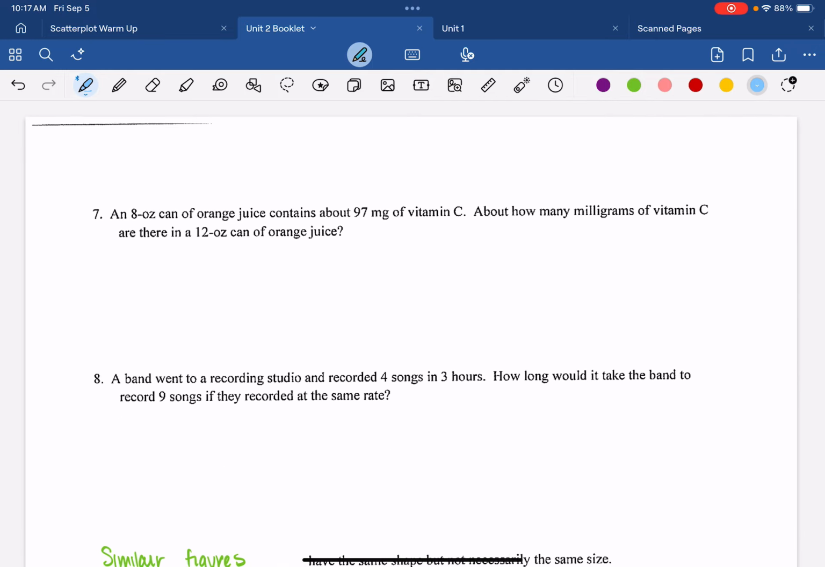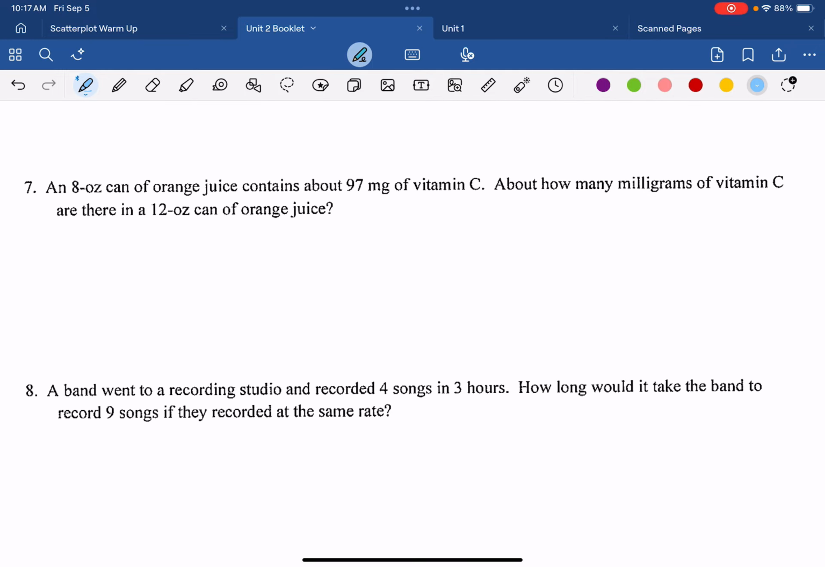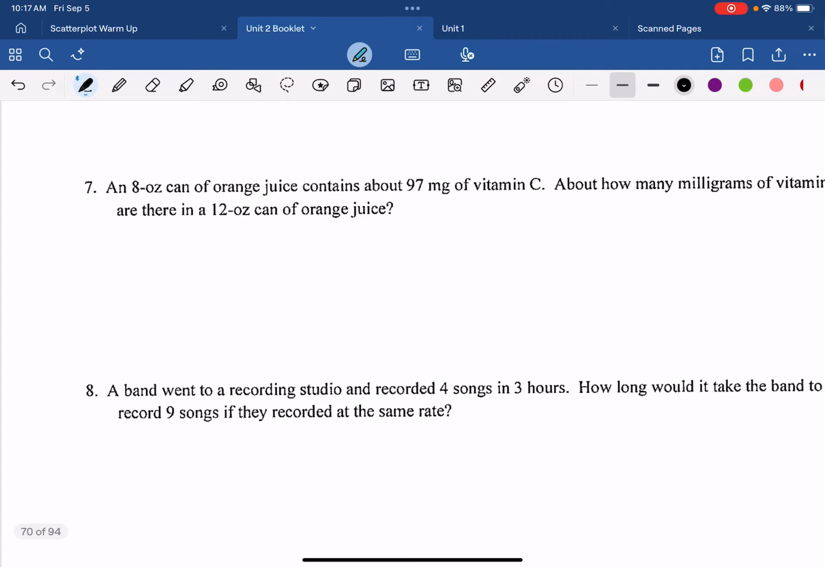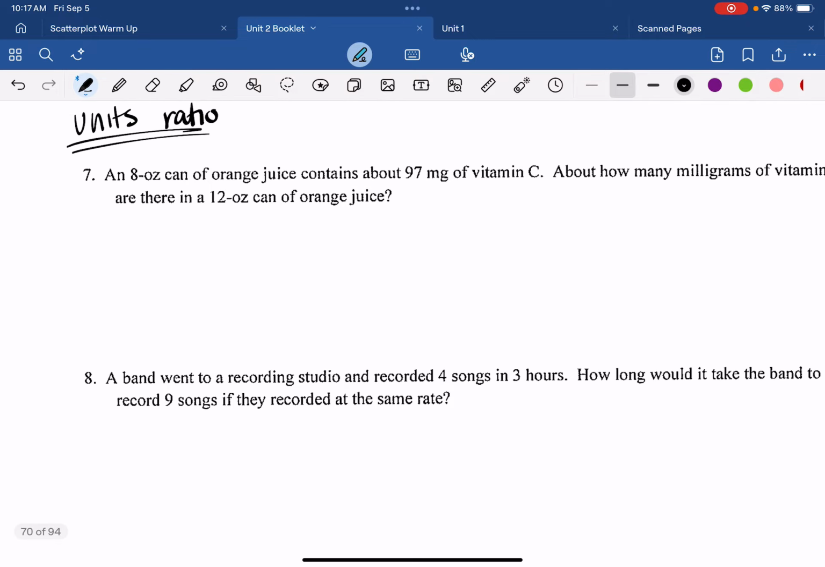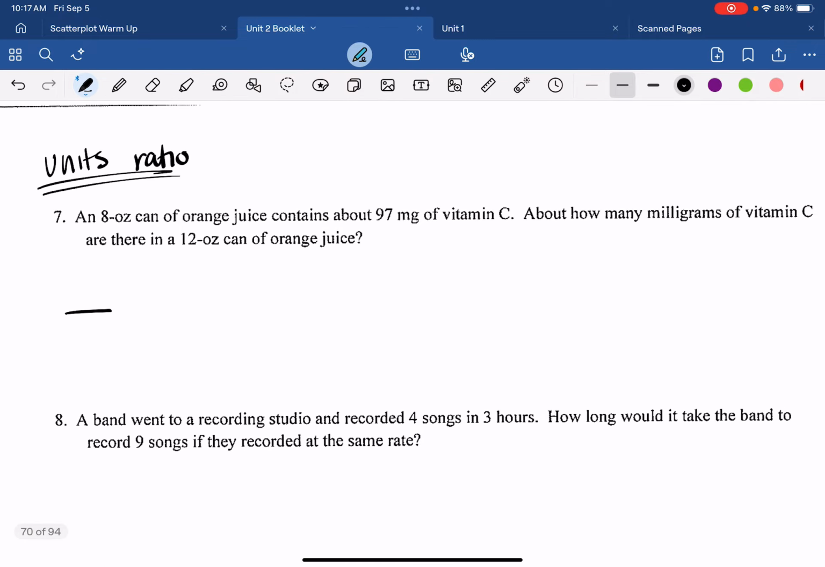All right. Let's apply this now because proportions are really useful for us. It says an 8-ounce can of orange juice contains about 97 milligrams of vitamin C. About how many milligrams of vitamin C are there in a 12-ounce can of OJ, orange juice? So before we even start problems, remember we're dealing with ratios, our fractions. We're going to set up a units ratio before we even start. We'll see why this is important in a minute. So basically we're going to have a fraction. This is our units ratio.